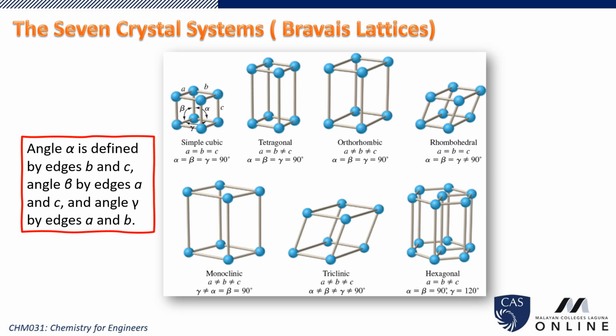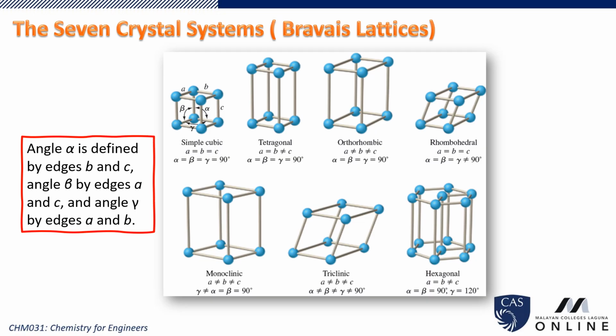There are 7 crystal systems based on different combinations of lengths and angles. These define the possible geometric arrangements of the crystals. Angle alpha is defined by edges B and C, angle beta by edges A and C, and angle gamma by edges A and B. For simple cubic, the angles alpha, beta, and gamma are all 90 degrees. The same thing is true for tetragonal and orthorhombic systems.